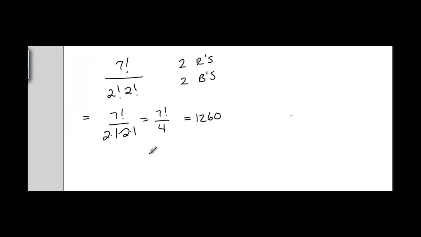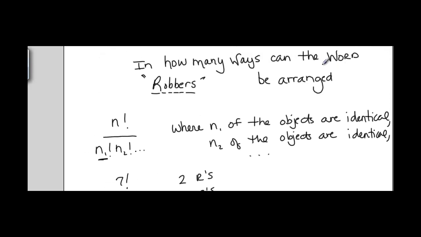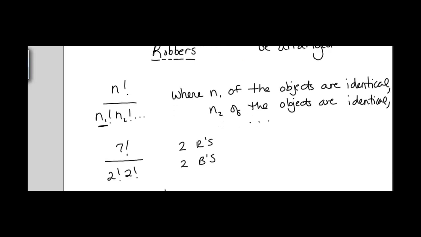We could have done that by hand. 7 times 6 times 5 times 4 times 3 times 2 times 1 over 4. The 4's would cancel, and then if we multiplied 7 times 6 times 5 times 3 times 2, we would also get 1,260. So that would be the number of ways that the word robbers could be arranged.